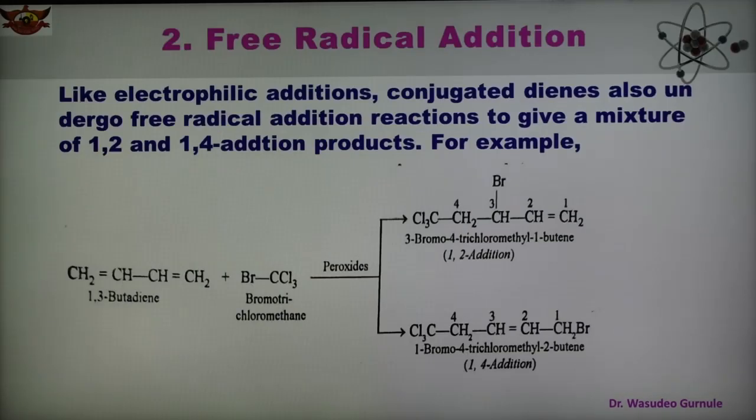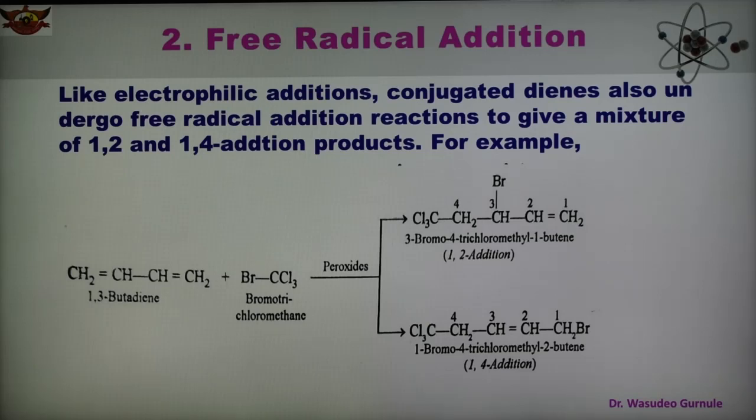Second important reaction is free radical addition. Like electrophilic addition, conjugated dienes also undergo free radical addition reaction and give the mixture of again 1,2 and 1,4 addition product. So similar to electrophilic addition reaction, this conjugated diene also undergoes the free radical addition reaction and gives the mixture of 1,2 and 1,4 addition product.